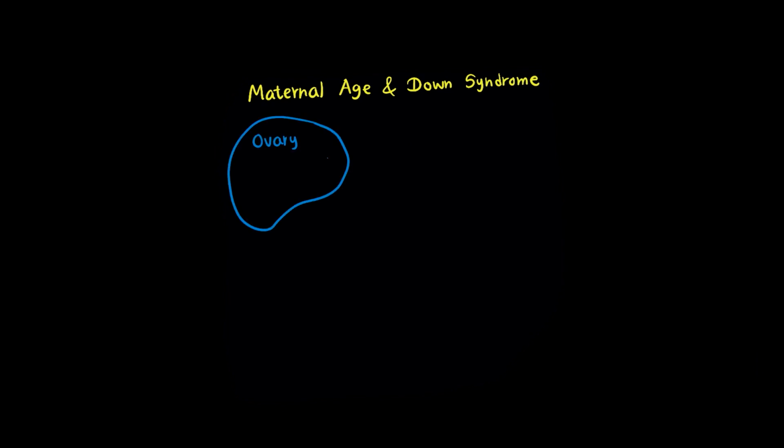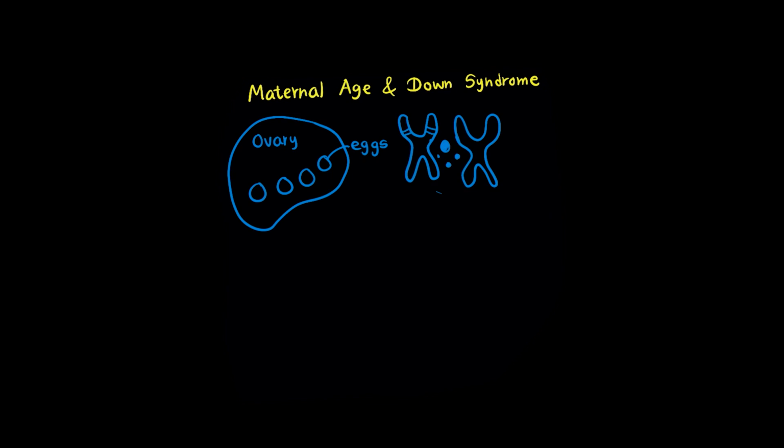Advanced maternal age dramatically increases the risk of Down syndrome through a fascinating yet concerning biological mechanism. As women age, their eggs age too. They've been waiting in the ovaries since before birth. Think of it like a library where books have been sitting on shelves for decades. The binding weakens over time. In eggs, the proteins holding chromosomes together during cell division weaken with age.